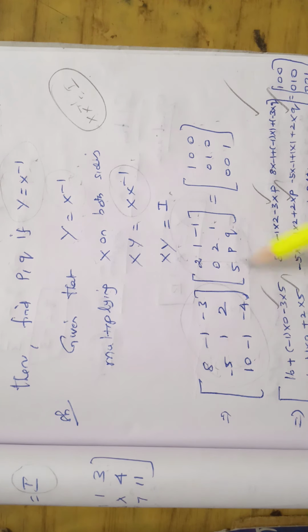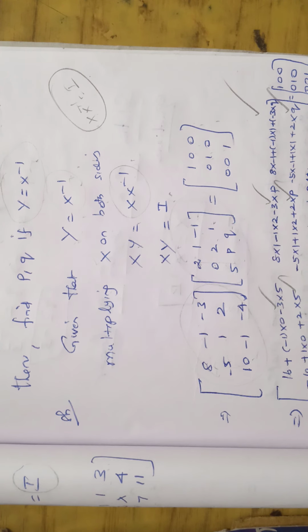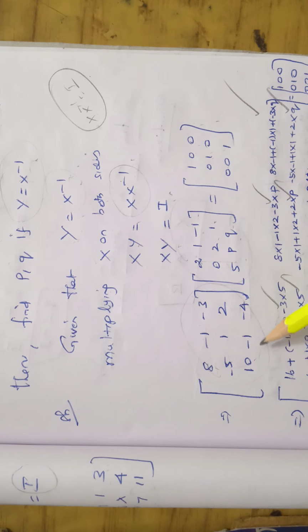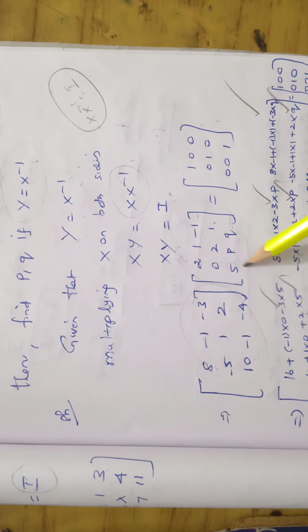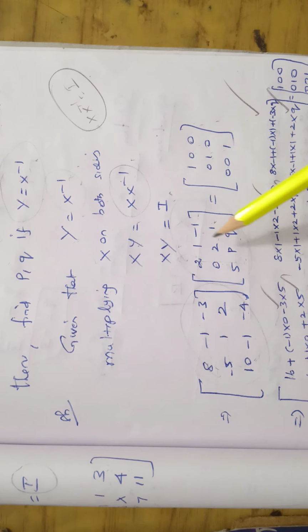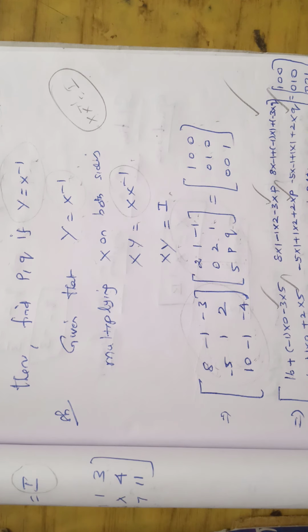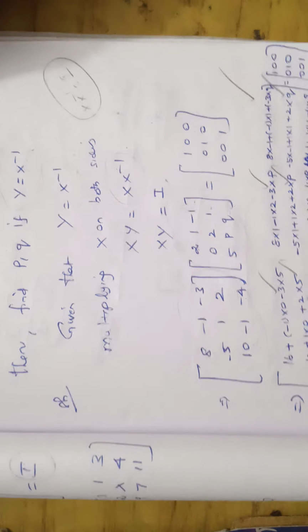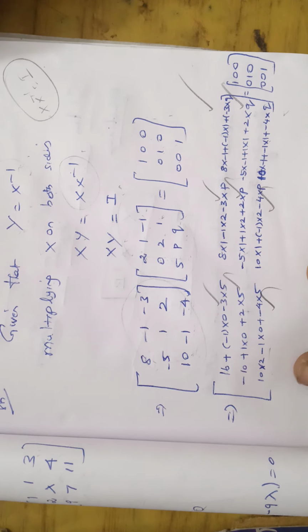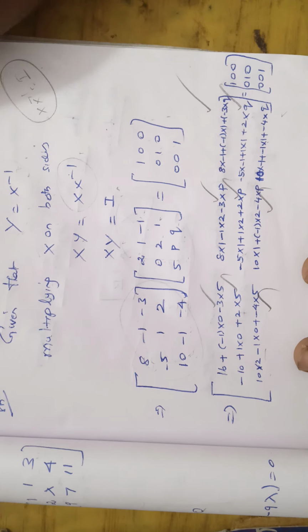Third row first column: 10 into 2 is 20, minus 1 into 0, and minus 4 into 5. Again 10 into 1, minus 1 into 2, and minus 4 into p. Last one is 10 into minus 1, minus 1 into 1 is minus 1, and minus 4 into q, equal to the right hand side. Yes, the right hand side is a unit matrix.